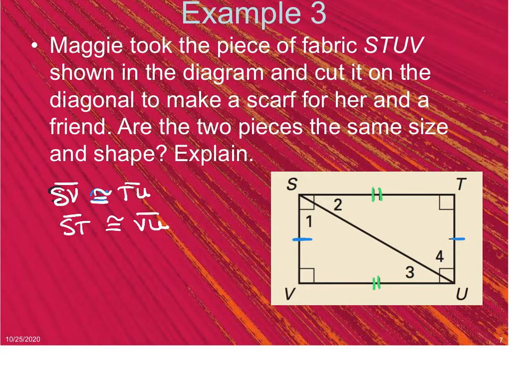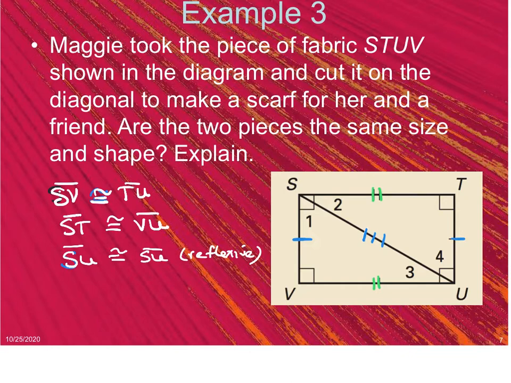And now this diagonal here that goes through the center, it's the same for both pieces of scarf, or both triangles. This is where I'm going to use my reflexive property, and I'm going to say that SU is congruent to SU. And that's my reflexive property, if you needed a reason why you would say that. We're going to be doing this in our proofs.